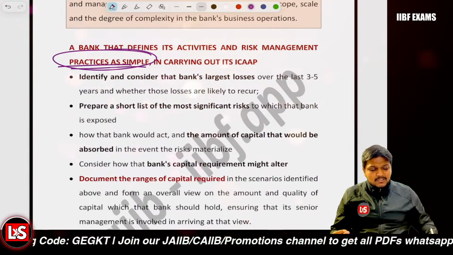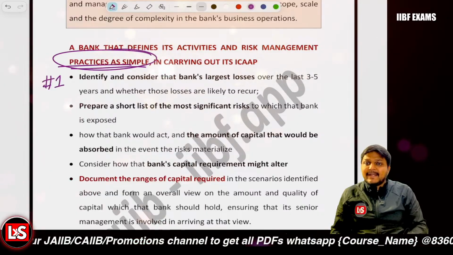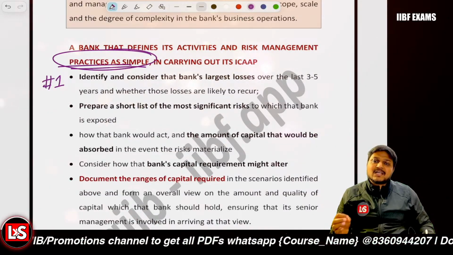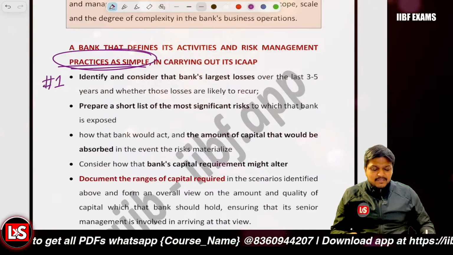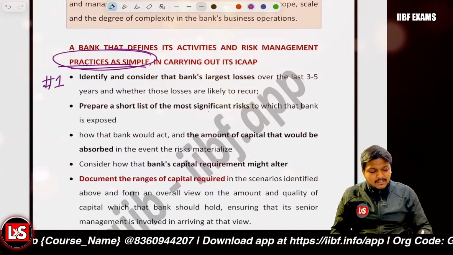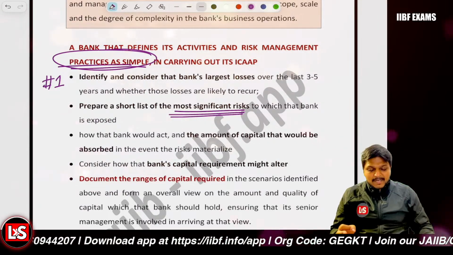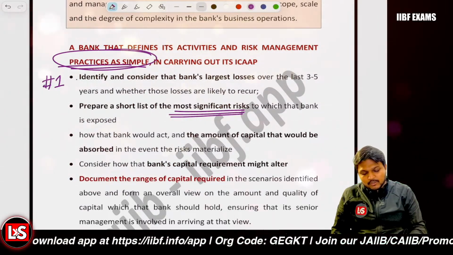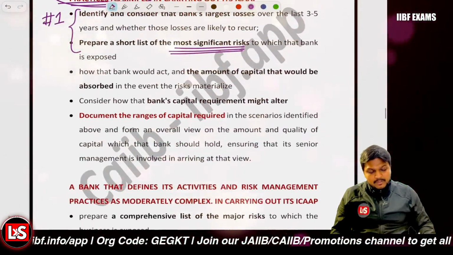For simple banks, what should be done? First step: we are to identify the major losses in the last 3 to 5 years. We should assess whether those can reoccur, and we should prepare the short list of the most significant risks. That is part number one. This is the approach we are talking about.